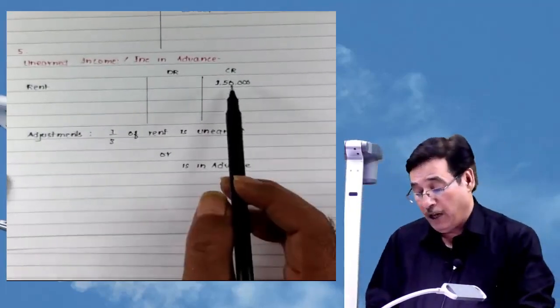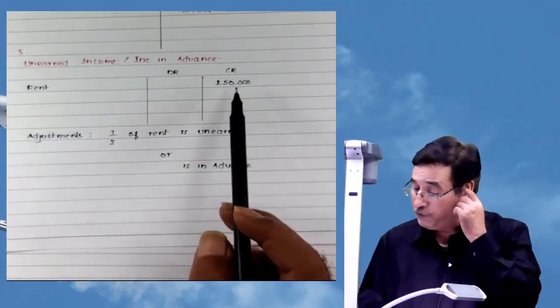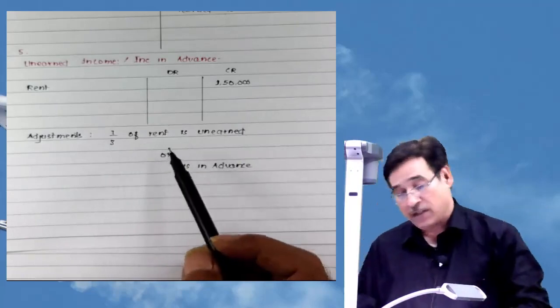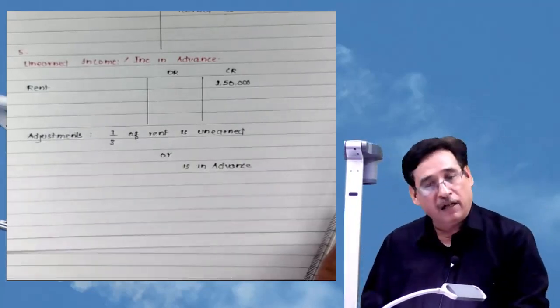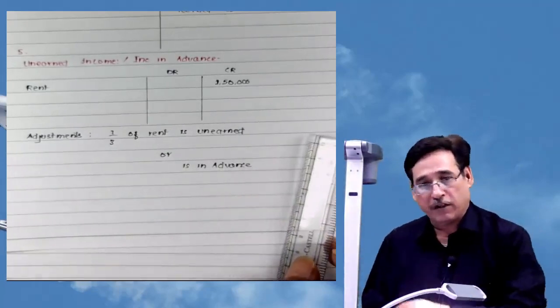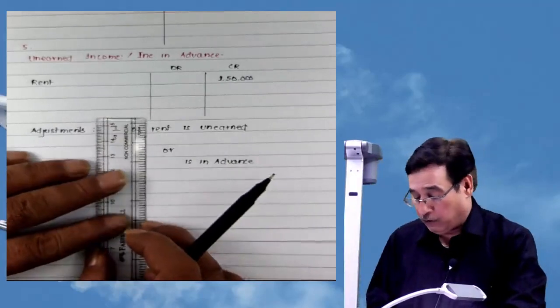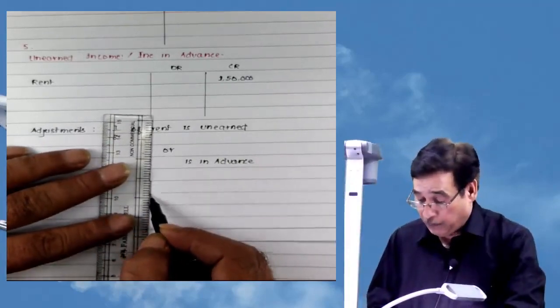Because it is given in the trial, it means you have received this 1,50,000. But the adjustment says that one-third of that is still unearned. That means you have received that part, but you haven't provided services against it. So it will be treated as a liability. So we will have to reduce our income.